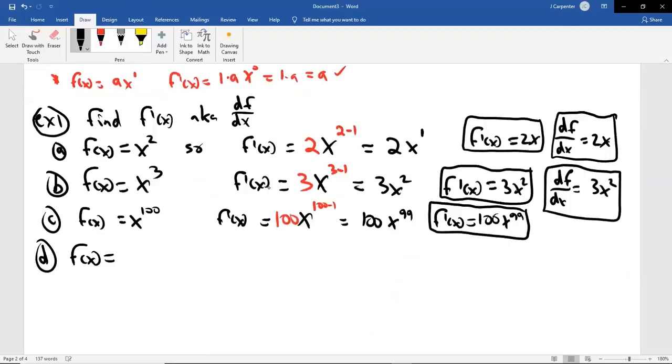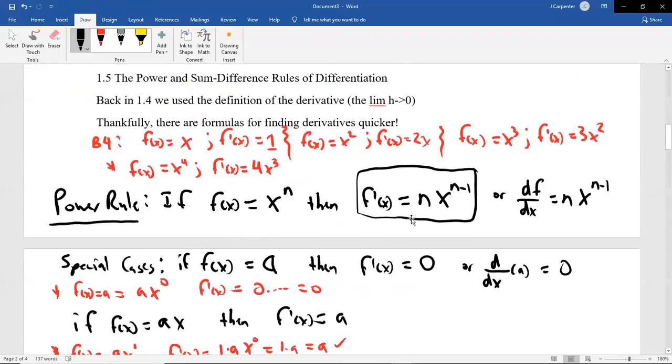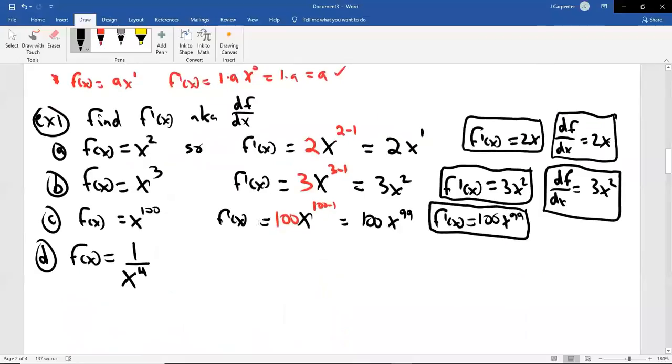f of x equals 1 over x to the 4th. Uh-oh, rationals, fractions with variables in the bottom. Run away, scream, cry. No, we got this. The power rule is in a very specific format. Let's go back up here. If your function is written as x to the n, that doesn't say 1 over x to the n. That doesn't say 20 over x to the n. That says x to the n. In other words, the x has to be in the top. This x is not in the top.